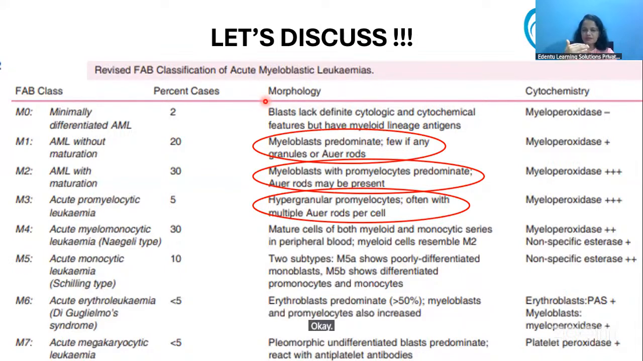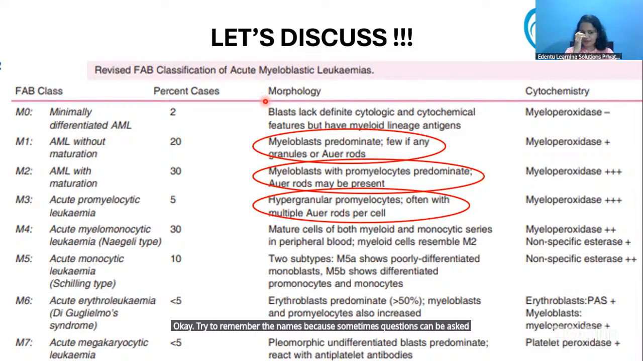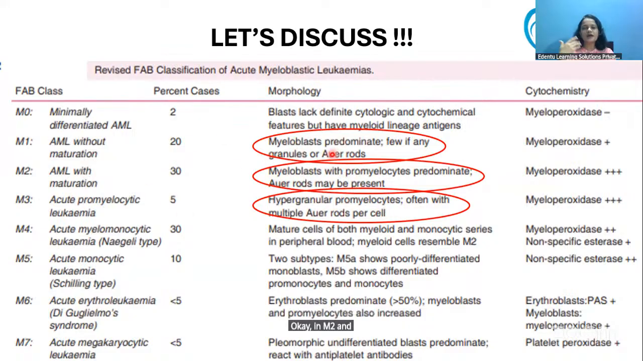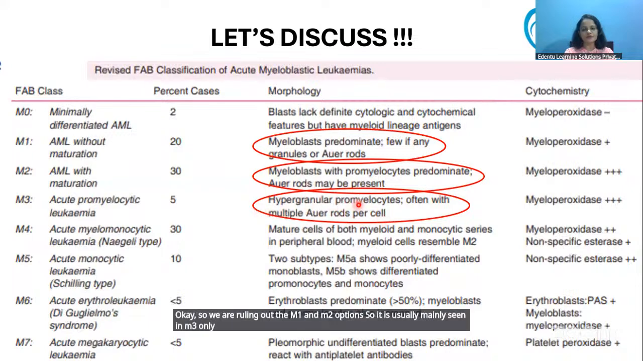Try to remember the names because sometimes questions can be asked quite deeply also. Okay. So in which type will you be able to see the Auer rods? You'll be seeing the Auer rods mainly in the M3. In M2 and M1 also, sometimes they can be present, but not always. So we are ruling out the M1 and M2 options. It is usually mainly seen in M3 only, where you'll be able to see the hypergranular promyelocytes, and along with that, multiple Auer rods can also be seen.